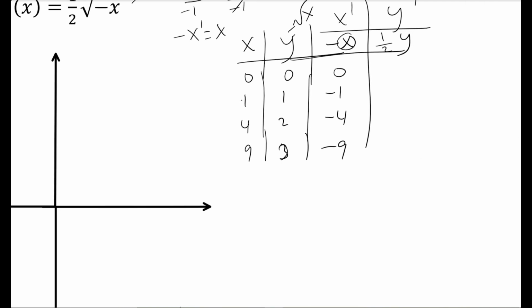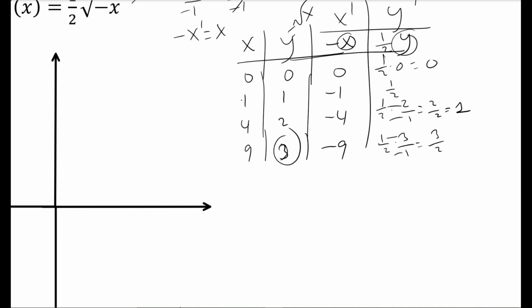And then what about the y? When we plug in y into there, we get 1 half times 0 is 0. 1 half times 1 is 1 half. 1 half times 2. 2 is the same thing as 2 over 1. Multiply straight across, that's 2 over 2, which is 1. If we were to do 3, then 1 half times 3. 3 is the same thing as 3 over 1. Multiply across, we get 3 over 2.